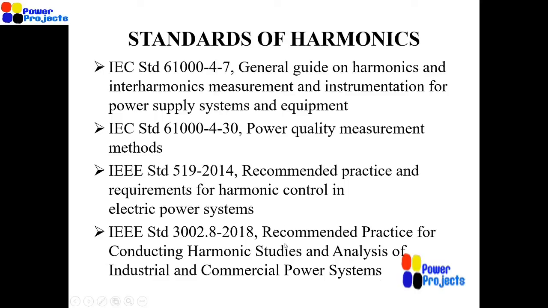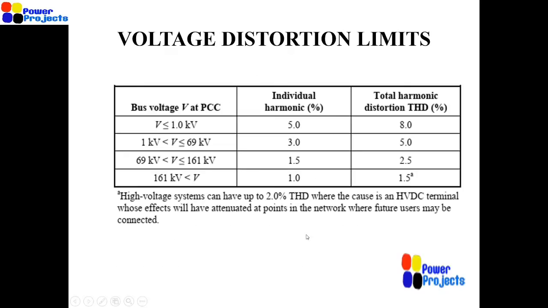This replaces the famous IEEE color book series, and the latest IEEE 3000 series talks about the recommended practice for harmonic studies. And this is the extract from IEEE 519. The previous IEEE version doesn't split this into less than 1 kV and less than 69 kV, but now that has been introduced in IEEE 519 2014.